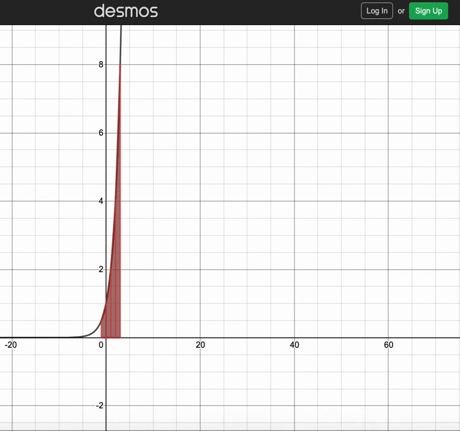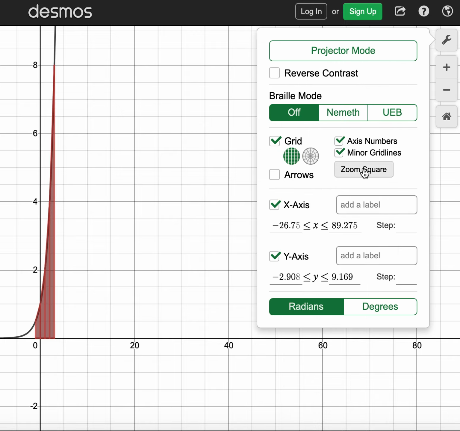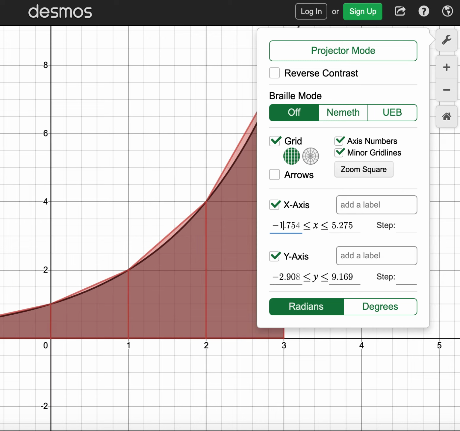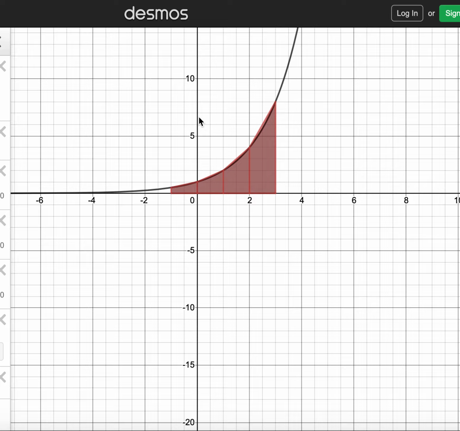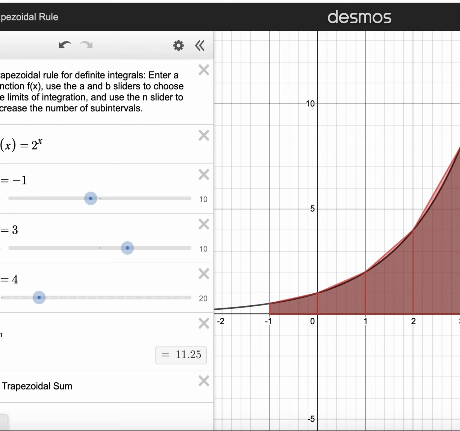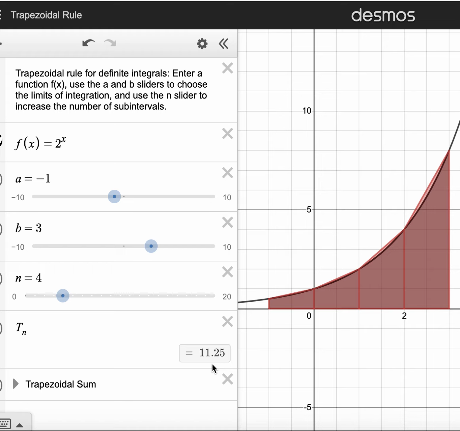Now I can use the tool, the wrench here, to change the x-axis settings. Like right now it's kind of tough to view. So you can make it appear larger on your screen with that tool. Okay, and this looks pretty much like what I had drawn, so that's good. Now we just have to look at the calculator result, and it tells us 11.25. That matches with what I had thought it was.